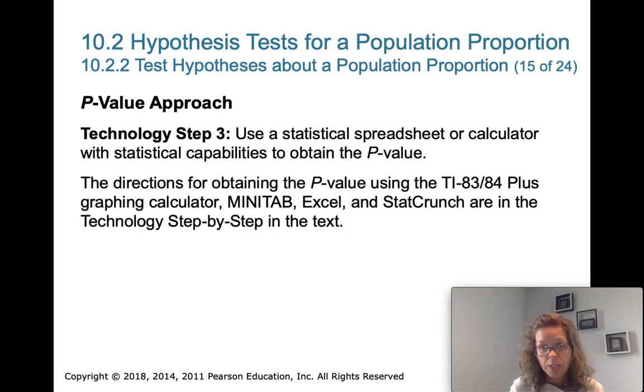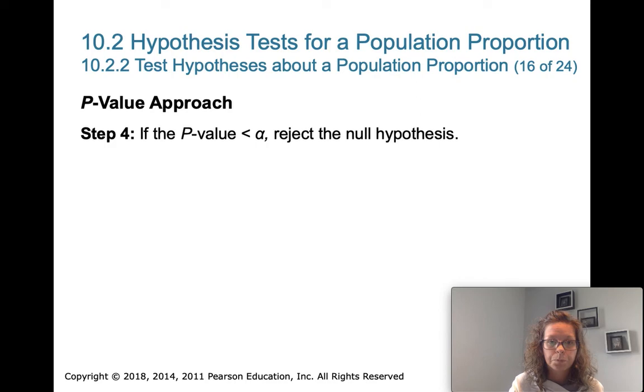So for technology, step 3, we're going to use a statistical spreadsheet or StatCrunch to give us this information, but you can also do this on a regular graphing calculator. You could Google how to do it in a graphing calculator, or in Minitab or Excel, and Google Sheets isn't listed, but I'm sure you can. I'm just going to use StatCrunch because that's connected to our textbook, so that's the easiest way for us.